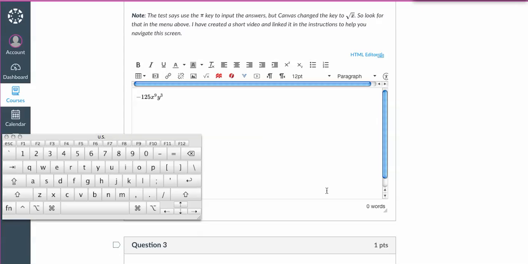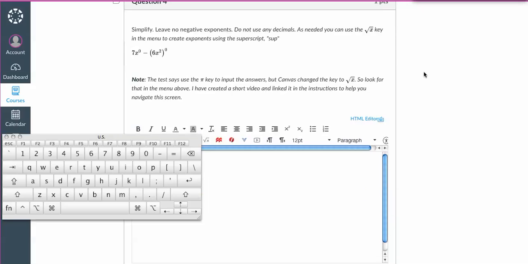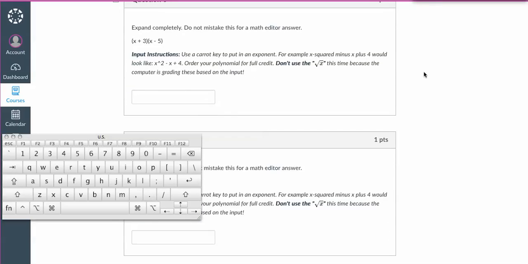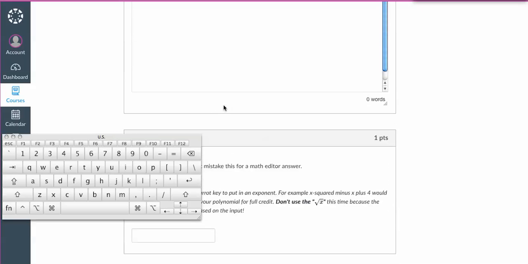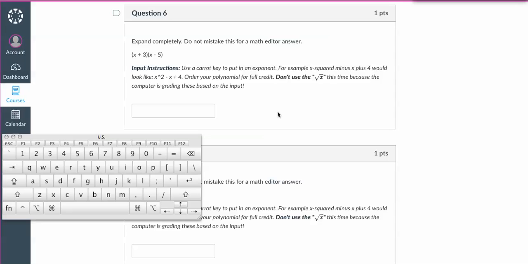Okay, now I want to compare and contrast this to a different type of question you're going to have on the test. Now this is an essay question. This next question type is a fill in the blank type, and they're different. You see how this one just has the fill in the blank here, as opposed to the great big box with these menu items up here.